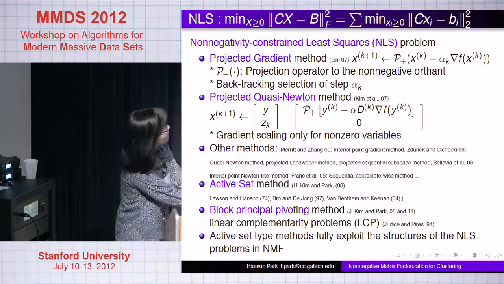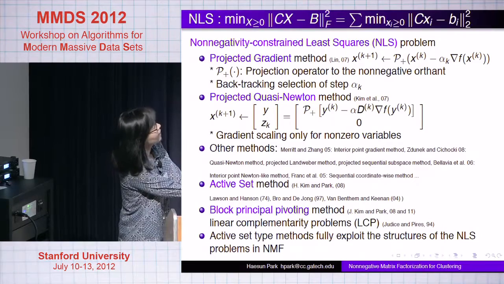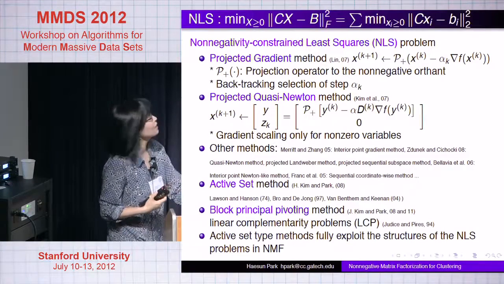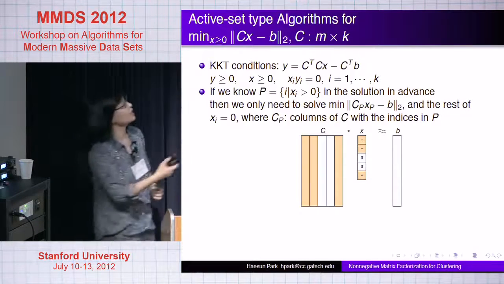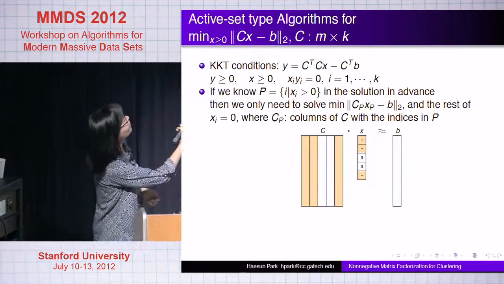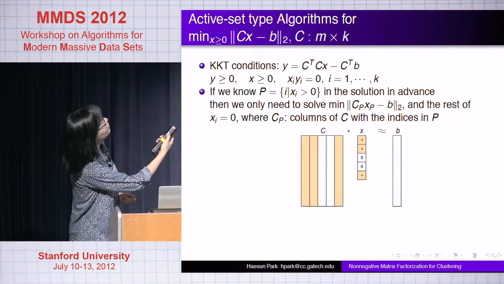And also this active set type method fully exploits the structure that there are multiple right-hand sides, and the problem is also very long and thin. So this is just a conceptual explanation of how the active set-based method works for this simple non-negativity constrained least squares problem.